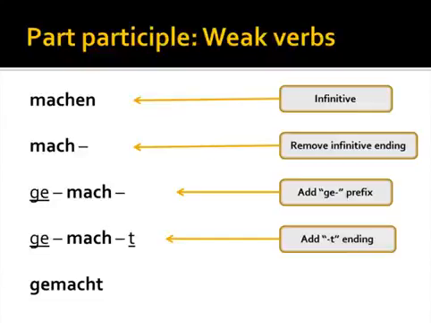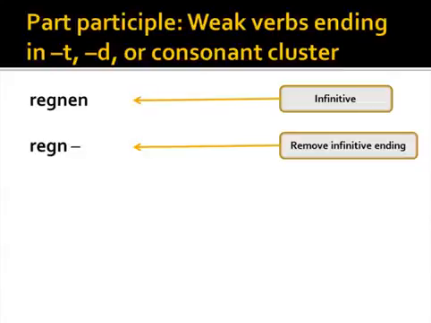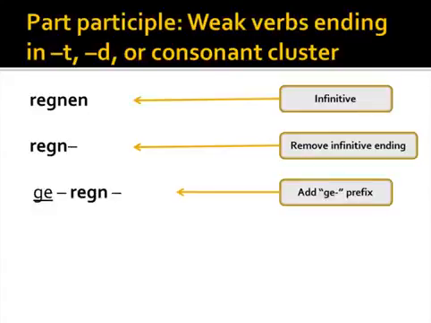This isn't the case when we deal with a verb that ends in a t, a d, or specific consonant clusters like the gn in regnen, or to rain, as we see on the screen. We do the same essential thing. We're going to drop off the en ending, regen, and then we're going to add the ge prefix to it. However, the problem presents itself here. It's essentially one of pronunciation.